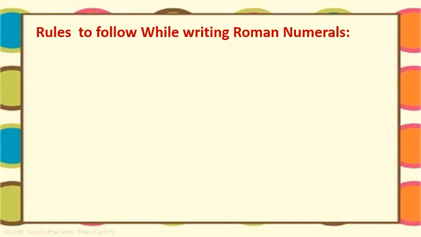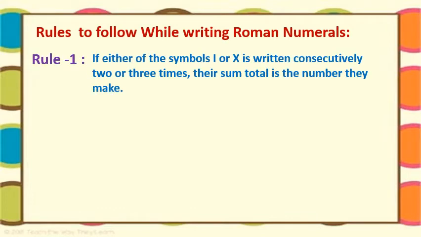Only 4 rules are there. They are also very easy. Only observe carefully. First rule. What is that? If either of the symbols I or X is written consecutively, means again and again, 2 or 3 times, the sum total is the number they make. Yes, we will go through some of the examples. Then it will become very clear for you.